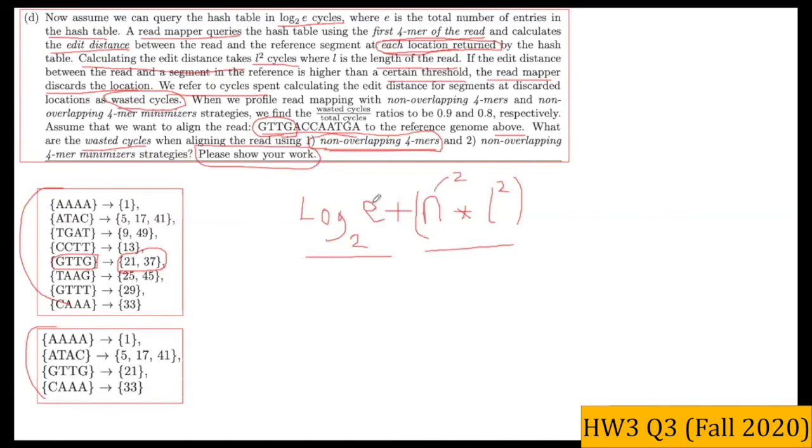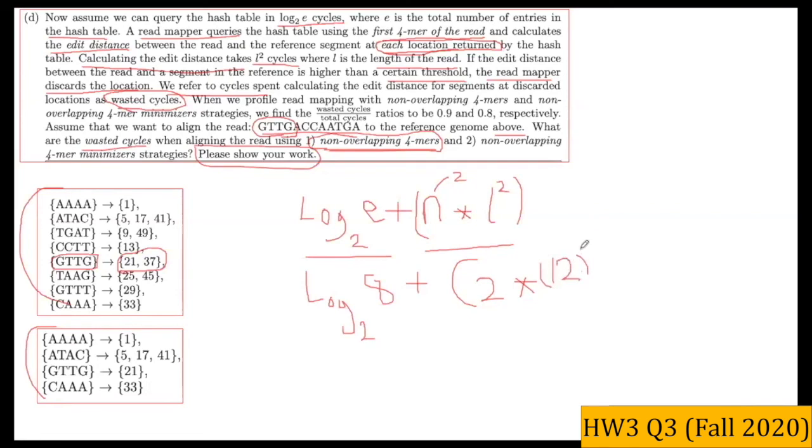And E here is the number of entries in the hash table, which is 1, 2, 3, 4, 5, 6, 7, 8. So we have log base 2 of 8 plus 2 times L square, and L is the length of the read sequence. So what is L here? 1, 2, 3, 4, 5, 6, 7, 8, 9, 10, 11, 12. So it's 12.